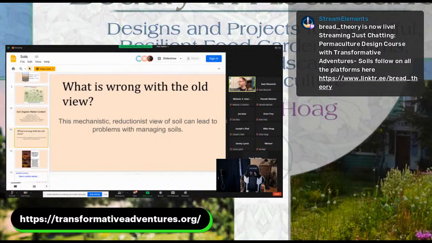So this is the old view of things. And I would ask, sorry, I'm looking at, someone sent me a message. So what's wrong with the view I just gave you? The short answer is that it's a very mechanistic, reductionist view of soils, and that can lead us to some problems with managing soils.